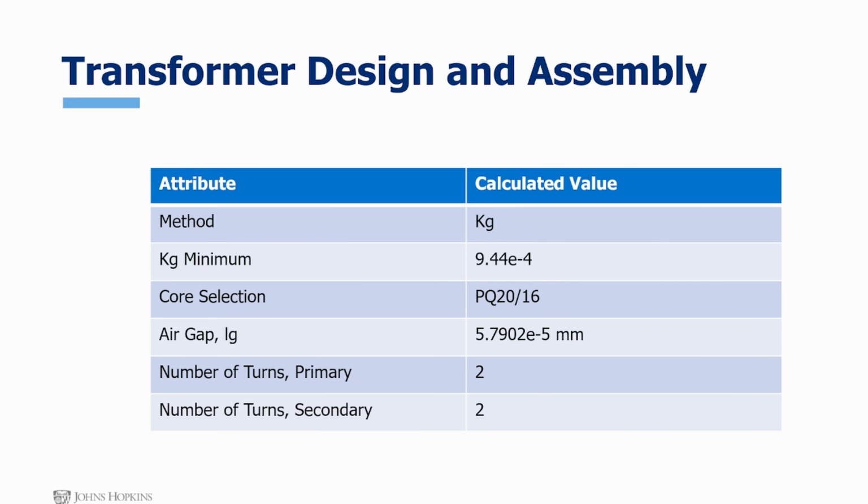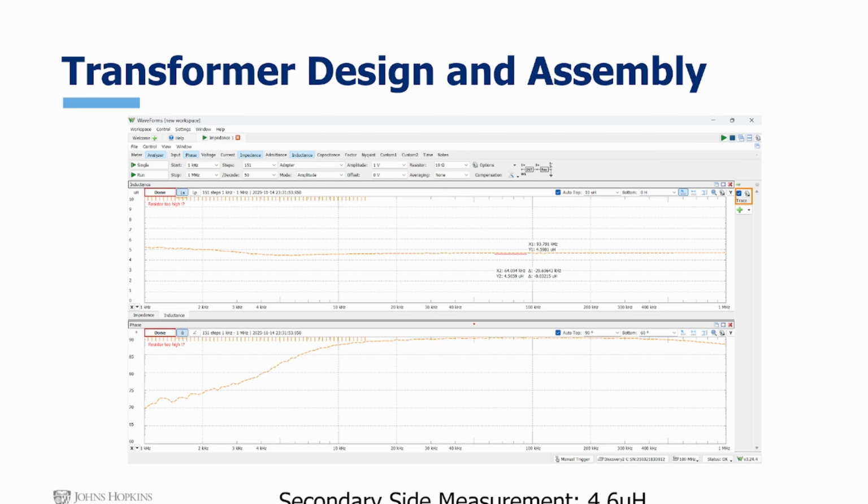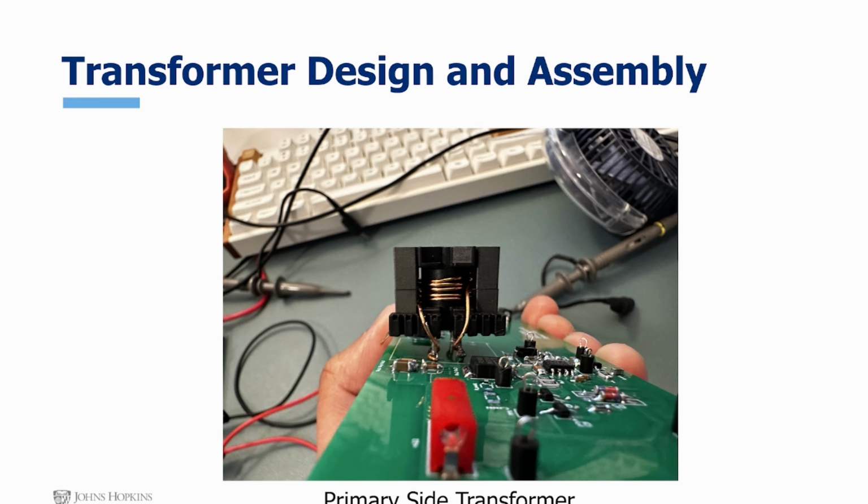For the transformer design and assembly, I did select the Kg method with a Kg minimum of 9.44e-4. Core selection was a PQ 2016. Air gap of 5.790e-5 millimeters. And the number of turns for both the primary and the secondary was 2. The primary side measured at 4.7 microhenry, and the secondary side measured at 4.6 microhenry.